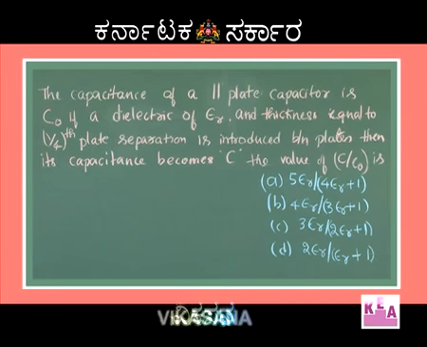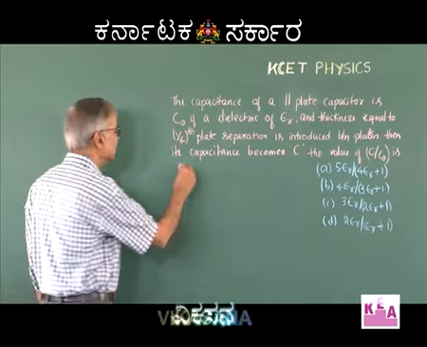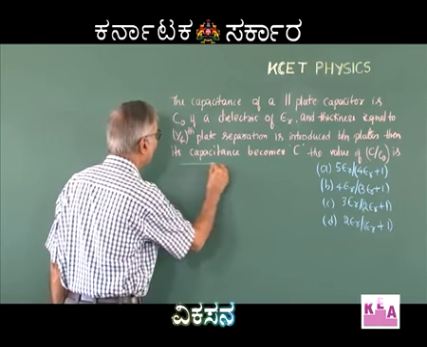capacitance becomes C. Then the value of C divided by C naught is: option A, 5 epsilon r divided by 4 epsilon r plus 1; B, 4 epsilon r divided by 3 epsilon r plus 1; C, 3 epsilon r divided by 2 epsilon r plus 1; D, 2 epsilon r divided by epsilon r plus 1. Let me consider a parallel plate condenser.